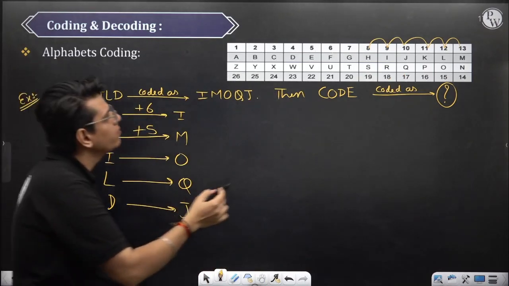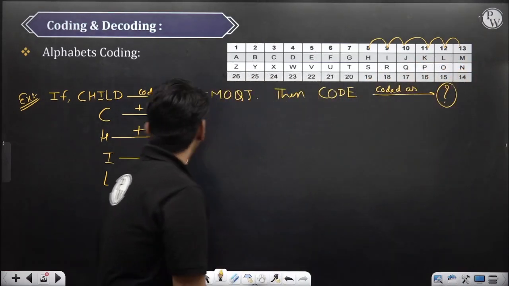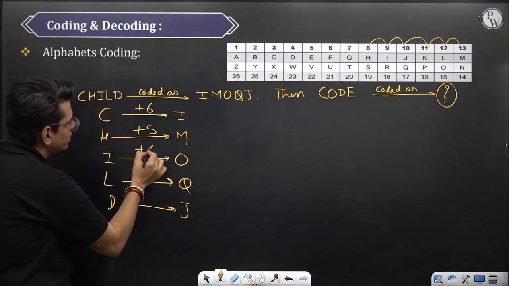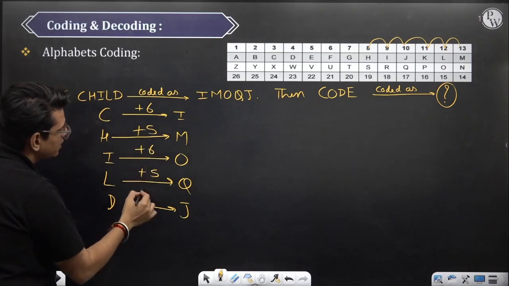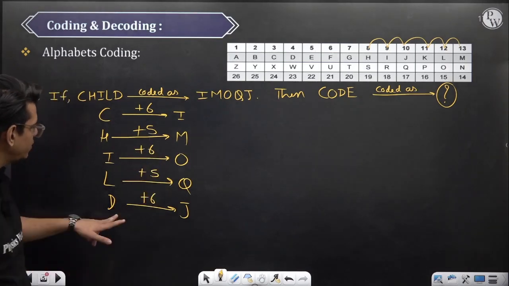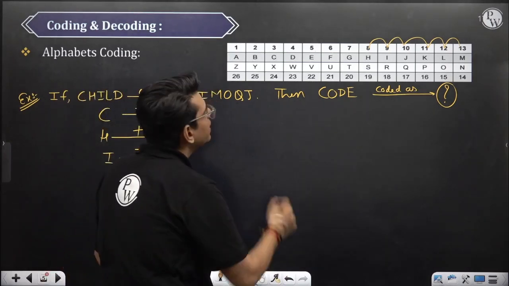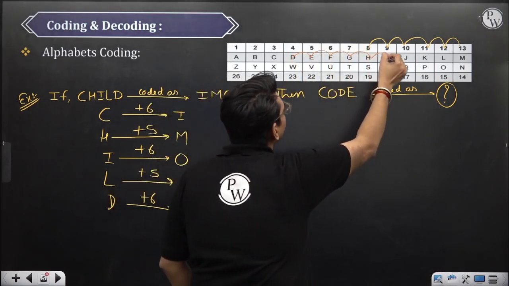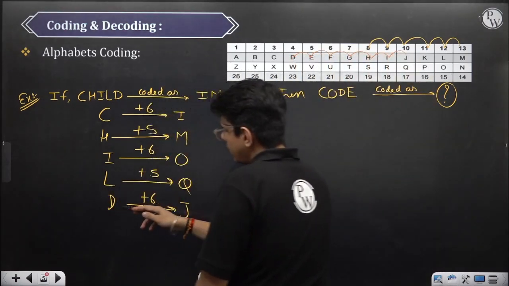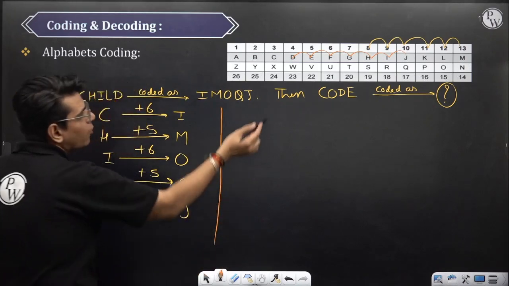So I and O. I is here, 1, 2, 3, 4, 5, 6 positions ahead. So this is nothing but plus 6. So you can see the pattern is nothing but plus 6, plus 5, plus 6, plus 5, plus 6. If we see D and J, how many places J is ahead of D: 1, 2, 3, 4, 5, 6, right? This is nothing but D plus 6 is J. So similarly, now we will solve for code.